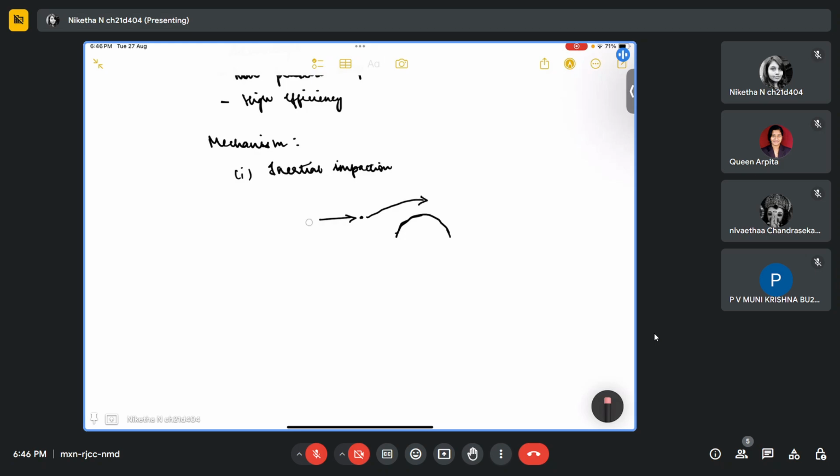Imagine you have a big size particle here. Now this big size particle cannot easily change its direction, and even though it tries, because of inertial force, it cannot completely change its direction, and because of that, it tends to get stuck on the surface.